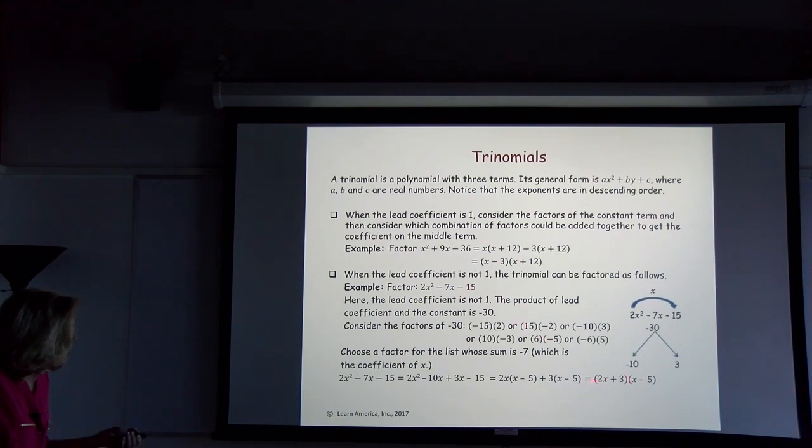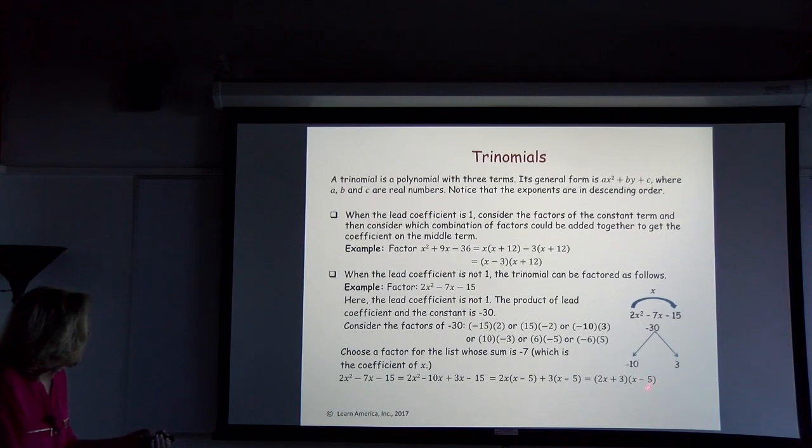And you can play around with some of the combinations in this case. If you put in, you need to get negative 7x. So if I put in the 2 times the 5, that gives me 10. This gives me a 3x, and I need to get a negative 7, which means that the larger product must be negative.